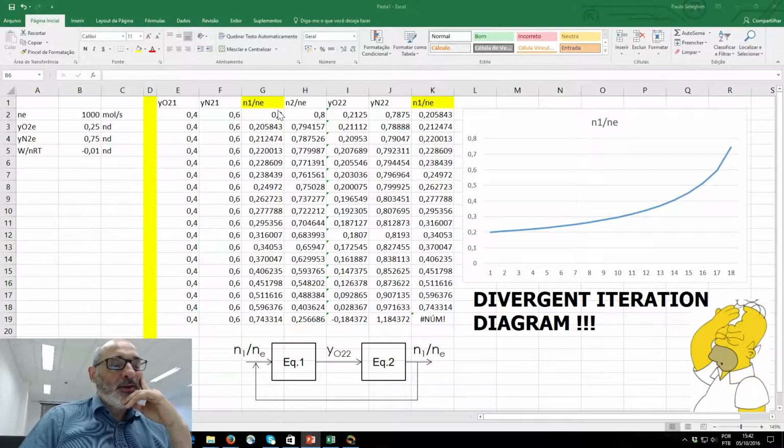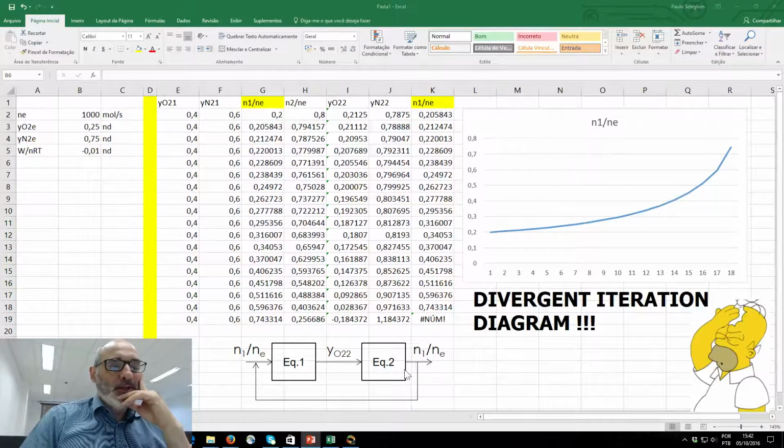And as I was saying, we start by estimating N1 divided by Ne. Let's say that it's 0.2. So 0.2 is inserted in equation 1. These are intermediary equations. So if N1 divided by Ne is 0.2, N2 divided by Ne is 0.8. And the corresponding equations here.